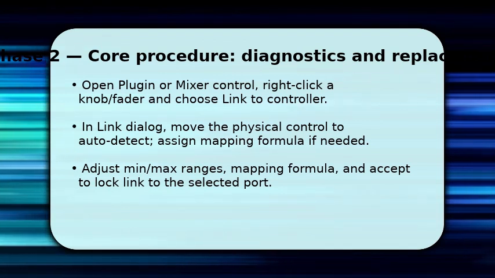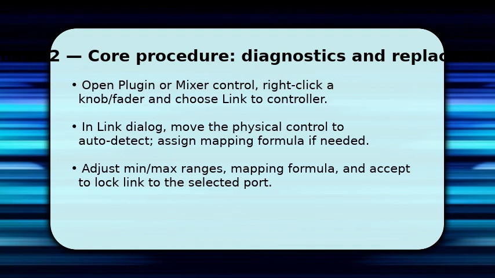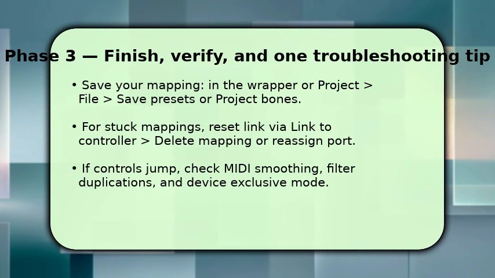Then tweak min and max values, and if necessary, choose a mapping formula to invert or scale behavior. Make sure the link shows the correct port so the mapping stays stable. Finish by saving your mapping so future projects recall it. Export plugin presets or save the project bones to preserve links.